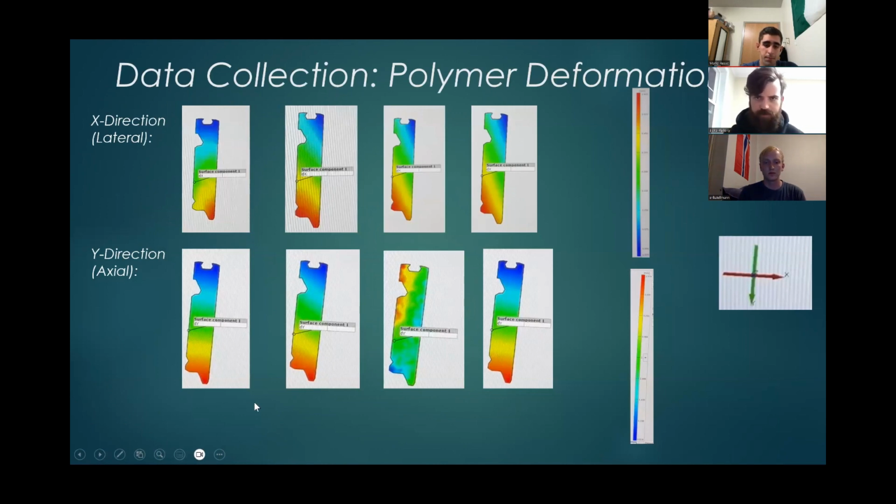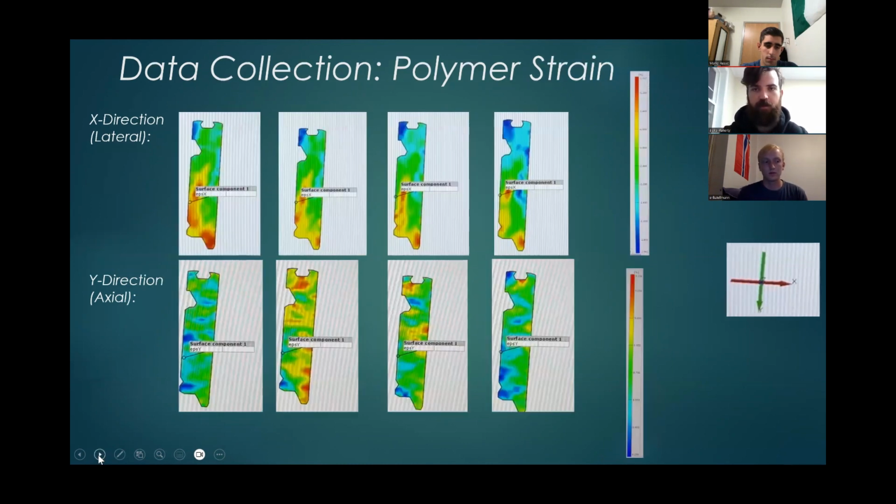So here we can see our first test. This is the polymer deformation slide. We're looking at the millimeter change in length and width as this polymer gets subjected to more force. If we go onto the strain, here we can see the same sample, but we're seeing our percentage of strain, which as we can see, the lateral section on the top has a single node of maximum strain through the center, and then the axial strain shows multiple different points, which is what we would expect.